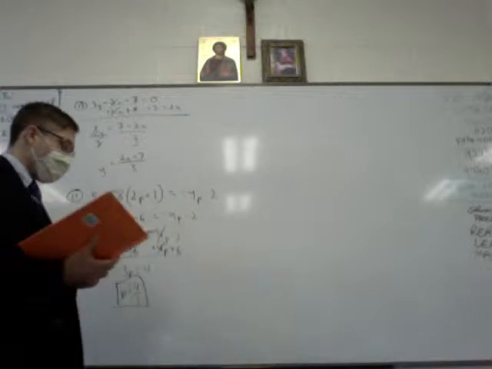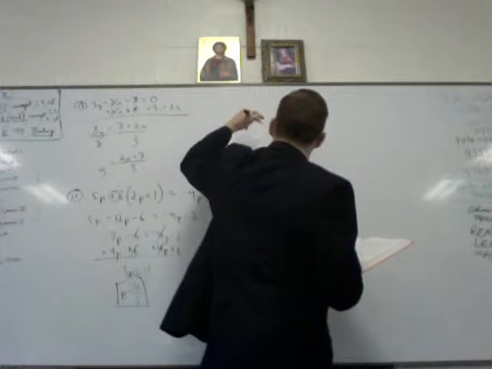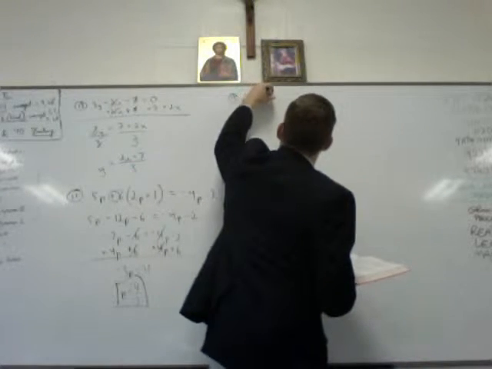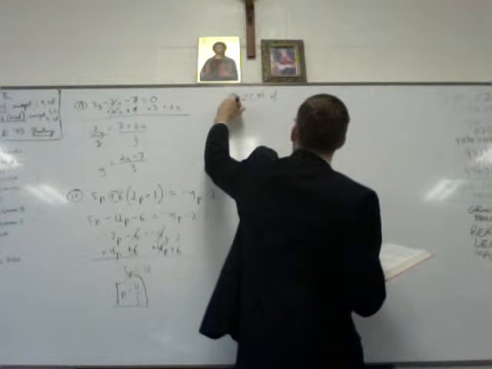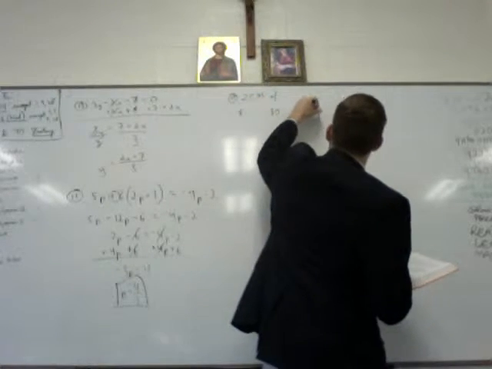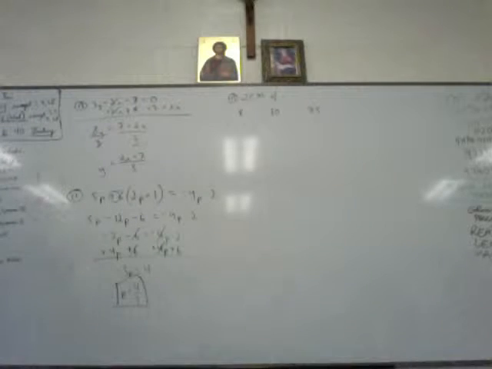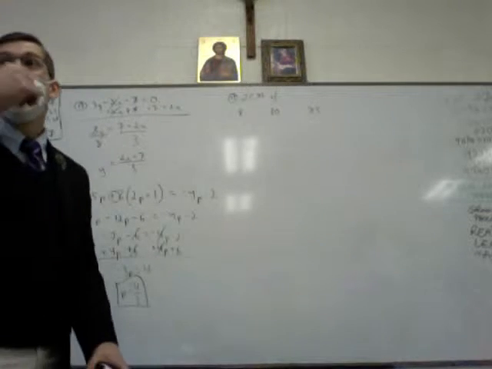Number 15. Least common multiple of 8, 30, and 75. So we want the least common multiple of 8, 30, and 75. What do we need to do first to find either a greatest common factor or a least common multiple, either one?